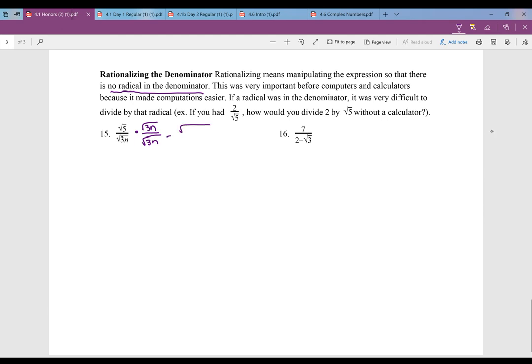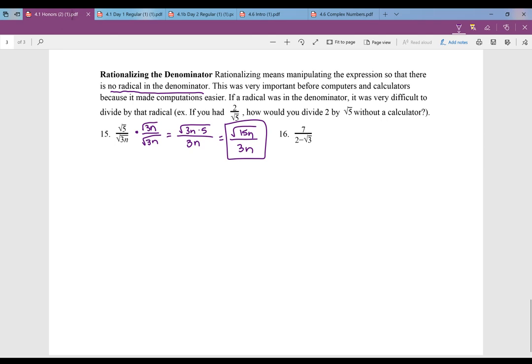So we have the square root of 3n times 5, and then on the bottom, our square roots are going to cancel, and we're going to have 3n. And then up top, 3 times 5 is 15n over 3n. And that would be your answer. So we're just making it so there's no radical in the denominator.